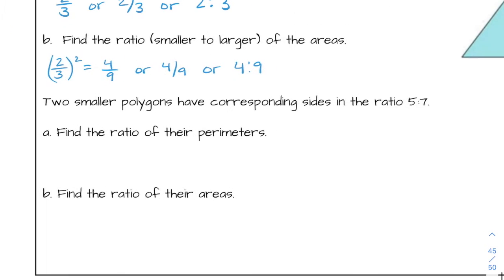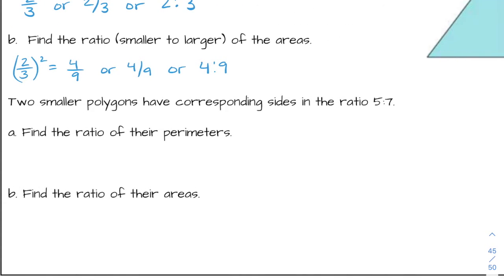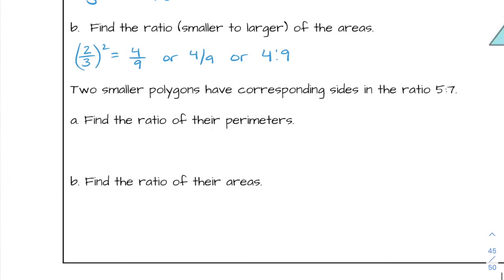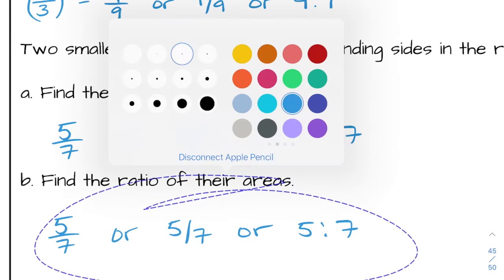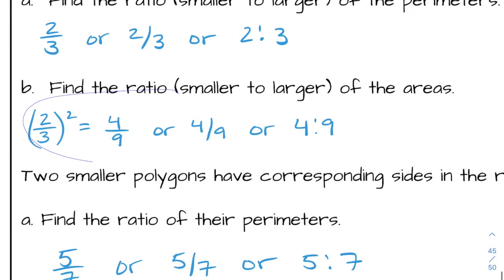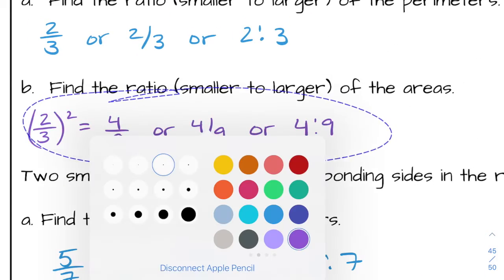All right, two smaller polygons have corresponding sides in the ratio of 5 to 7. Find the ratio of their perimeters. 5 to 7. That was easy. So you know what, I'll write all options. 5 to 7 like that, or 5 to 7 like this, or 5 to 7 like that. So what's the ratio of their perimeters? Let me just change these to different colors so they stand out.